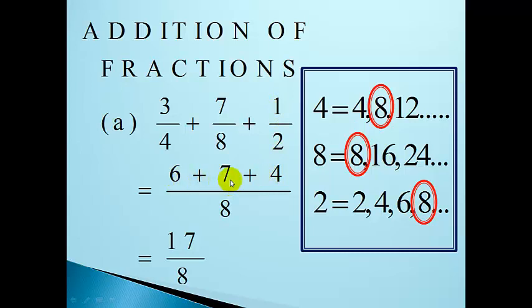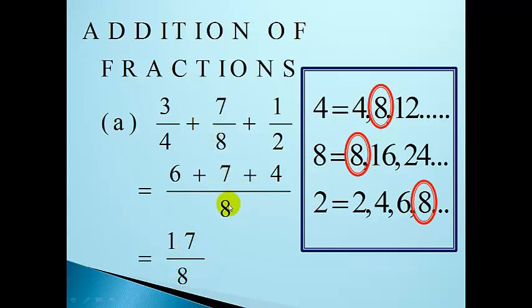Now 6 plus 7 equals 13, and 13 plus 4 is equal to 17. So we have 17 divided by 8. This means that 3 over 4 plus 7 over 8 plus 1 over 2 is equal to 17 over 8. So take note, for addition of fractions, you have to find the LCM.